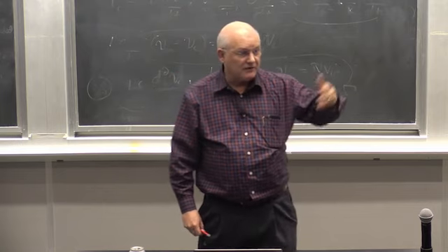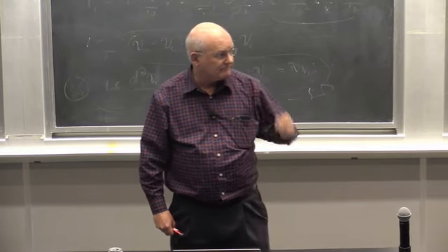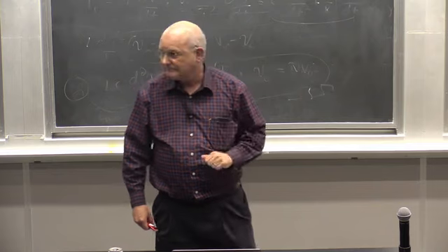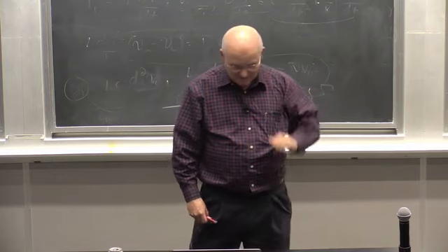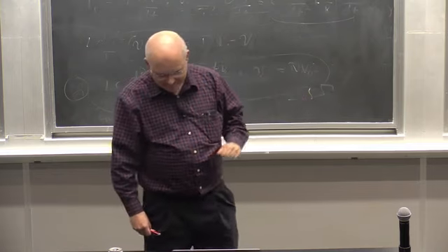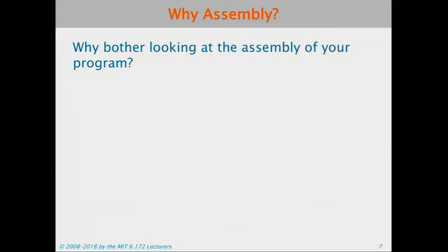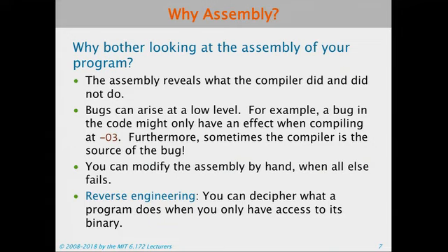Yeah, you can see whether certain optimizations are made or not. So other reasons? Another one is, well, let's see. So here's some reasons. The assembly reveals what the compiler did and did not do, because you can see exactly what the assembly is that is going to be executed as machine code.